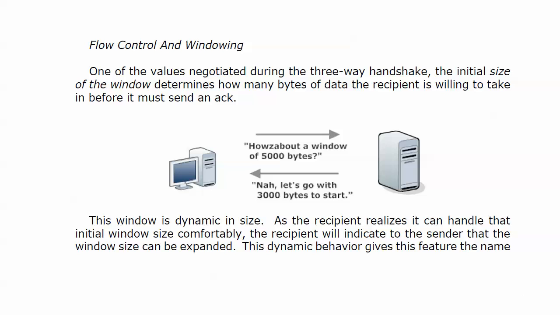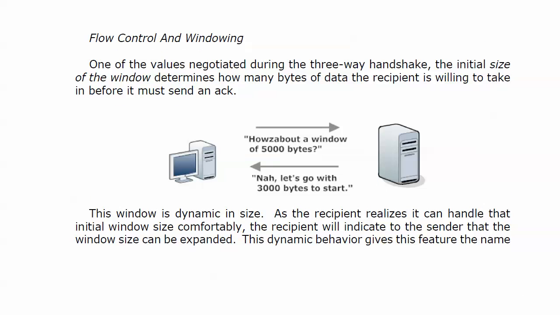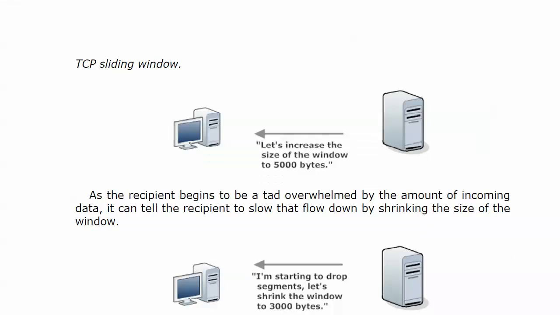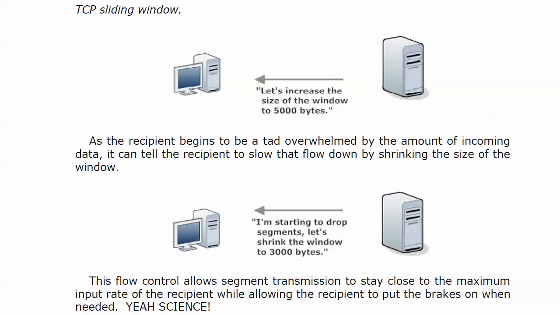And this window is dynamic because as the recipient says, okay, I can handle the window size that's coming in right now. I can handle the data with no problem. I'm not dropping anything. The recipient tells the sender, step on the gas a little bit. Let's go a little faster. Well, this dynamic behavior gives this feature the name the TCP sliding window. And the recipient says, okay, let's go up to 5,000 bytes. And of course the sender's like, okay, let's do that.